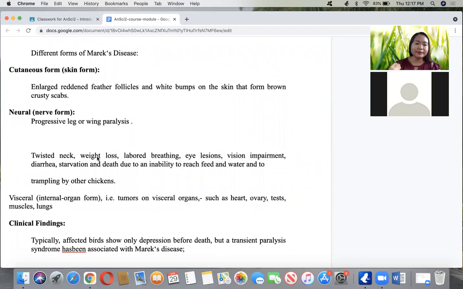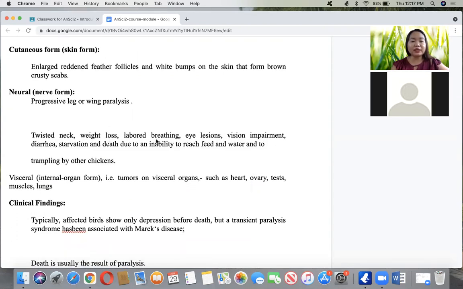So pag scabs, yung mga kanang sa pagana spots. And the neural nerve form, or progressive leg or wing paralysis. So twisted neck, weight loss, labored breathing, eye lesions, and so on.